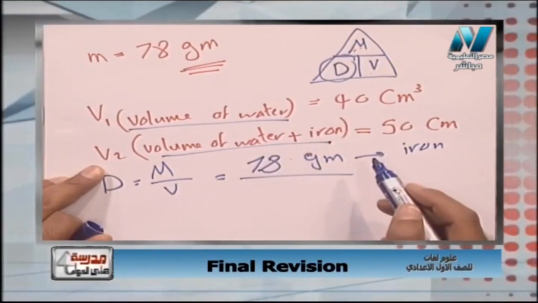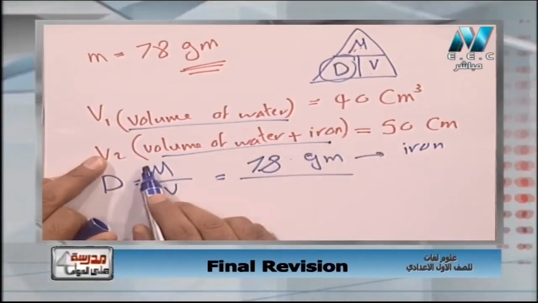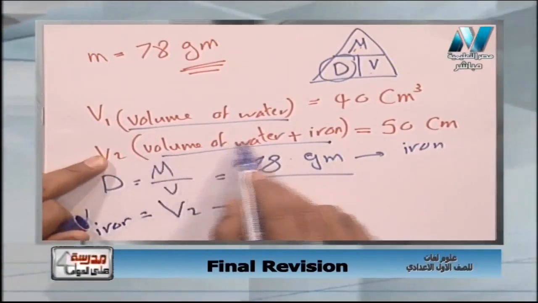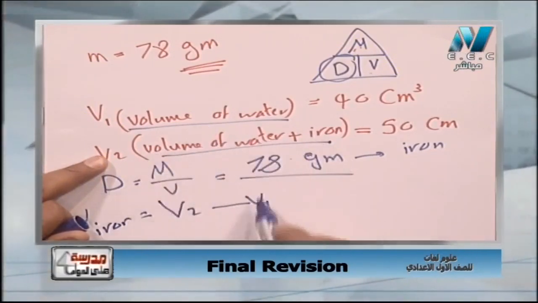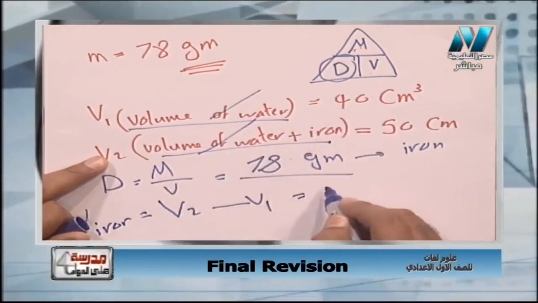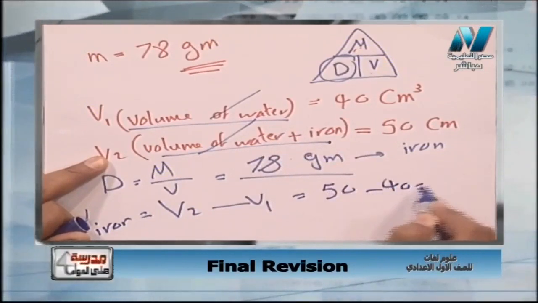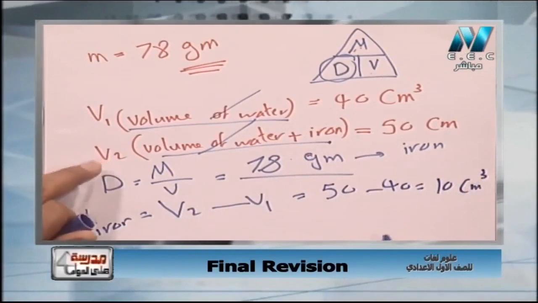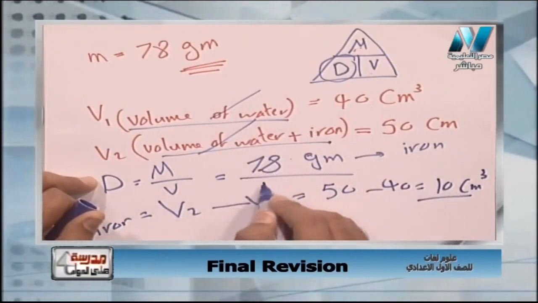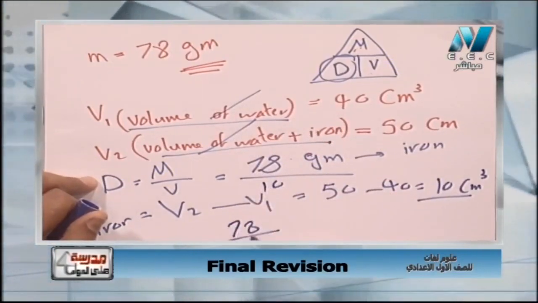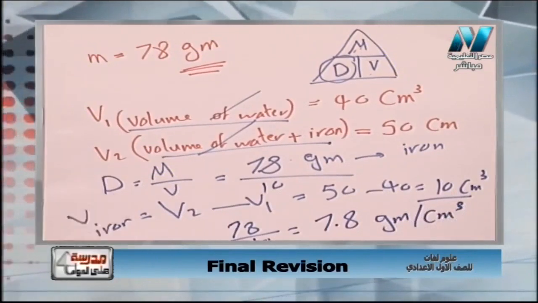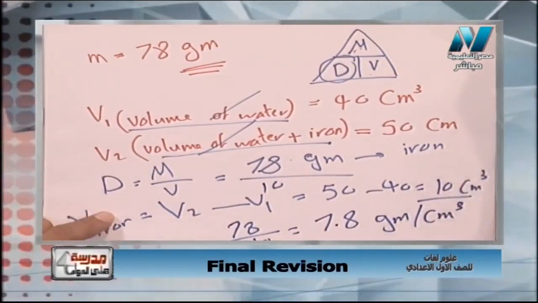So here I can easily get the volume of iron. How? By subtraction. Volume of iron equals V2, the volume of water plus iron, minus V1, the volume of water. So the water cancels out and I get the iron. Volume of iron equals 50 minus 40, which is 10 cubic centimeter. Then the answer will be mass 78 divided by 10, so it will be 7.8 gram per cubic centimeter.